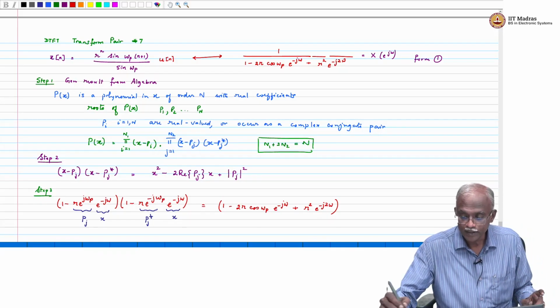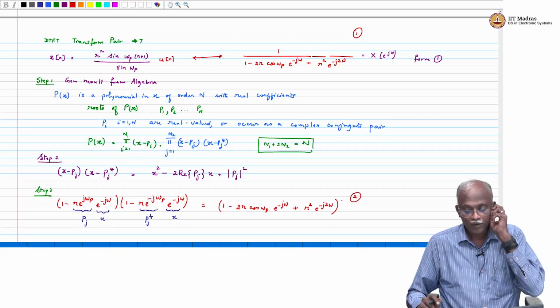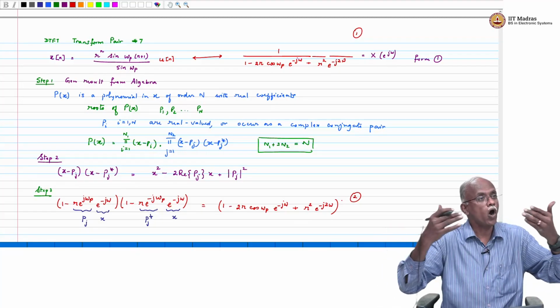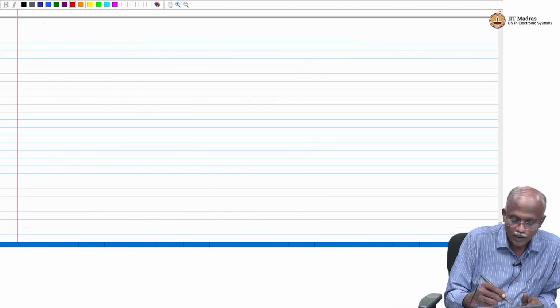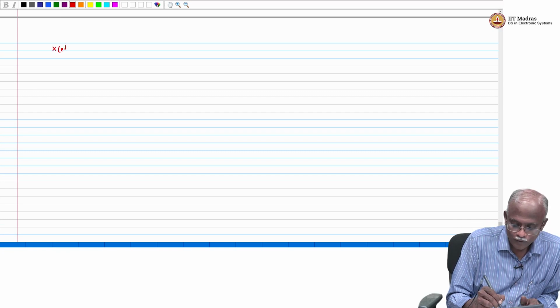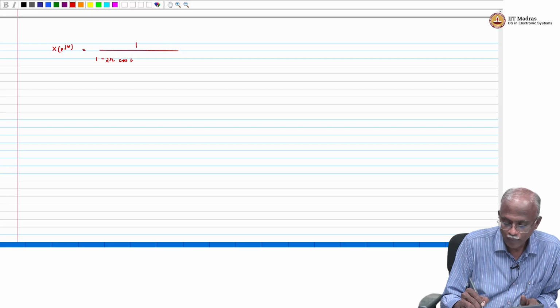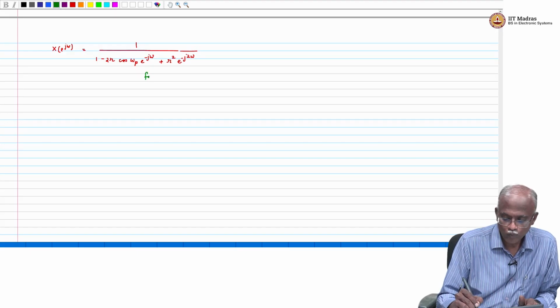Now, compare equation number 1 and equation number 2. What we now have is that x e of j omega can be written in multiplied form or it can be written in factored form. So, that is step 1. Here it is, x e of j omega can be written as 1 minus 2r cosine omega p e power minus j omega plus r squared e power minus j2 omega. This we said was form 1.